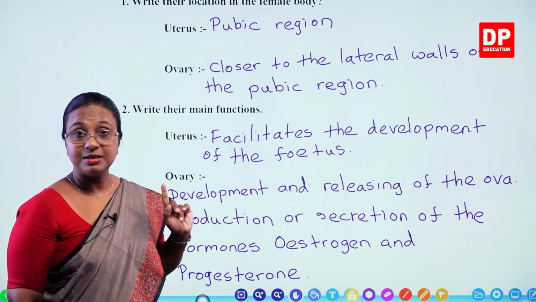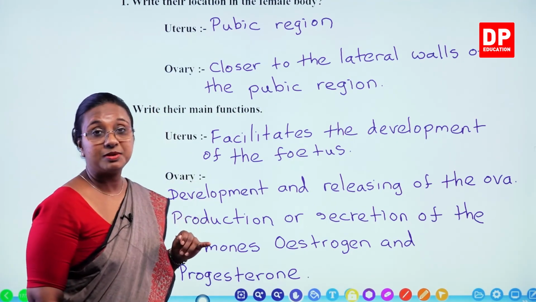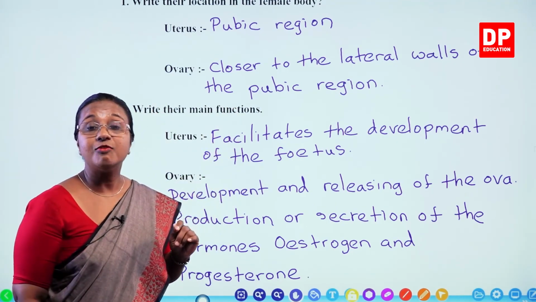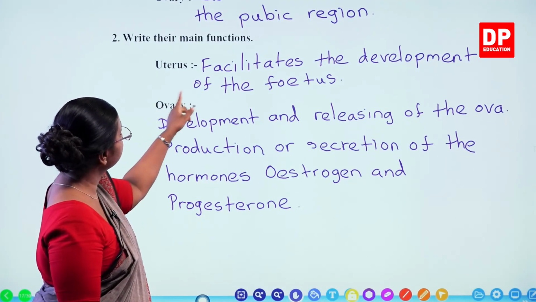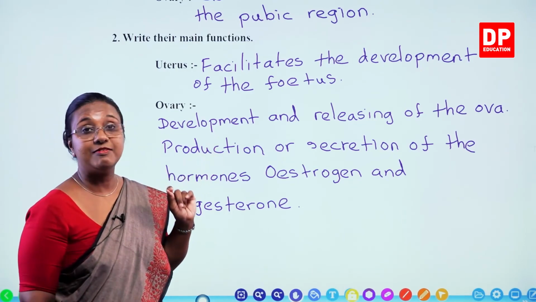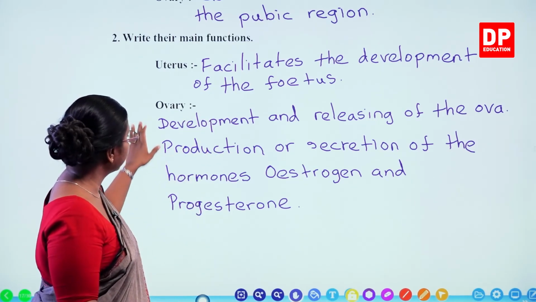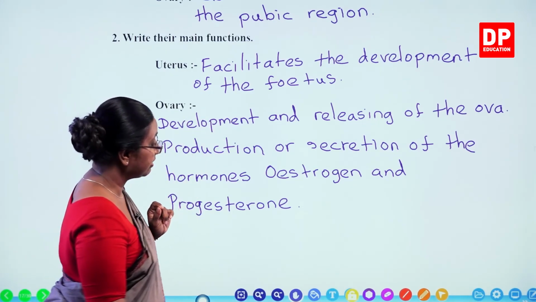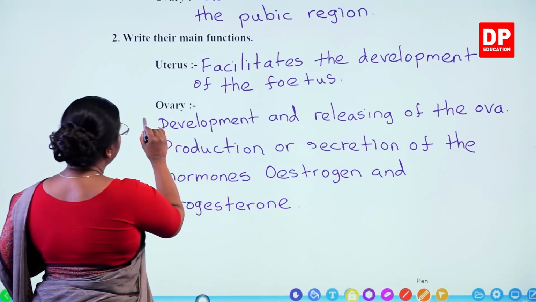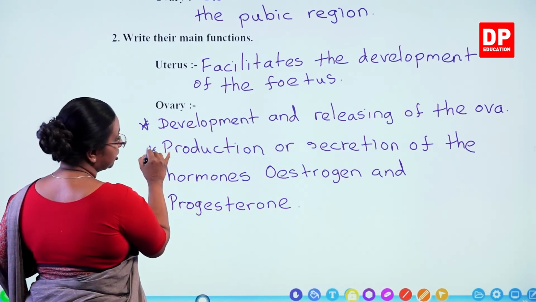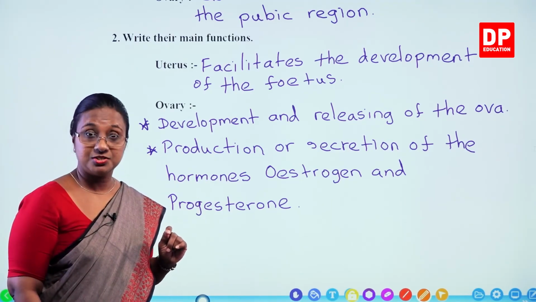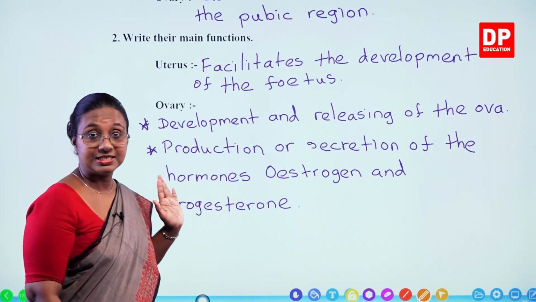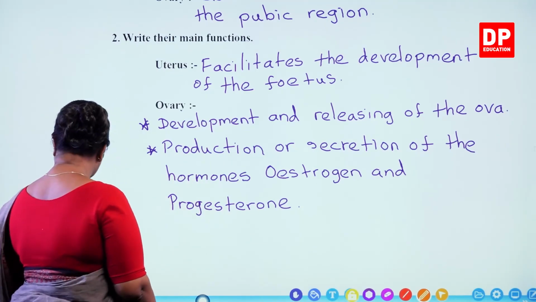Uterus is present in the pubic region. Ovary is present closer to the lateral walls of the pubic region. And the function of the uterus is to facilitate the development of the fetus, whereas ovary, development and releasing of the ova, and also the production or secretion of hormones, estrogen and progesterone. I am sure you would have answered them correctly. With that, the next slide.